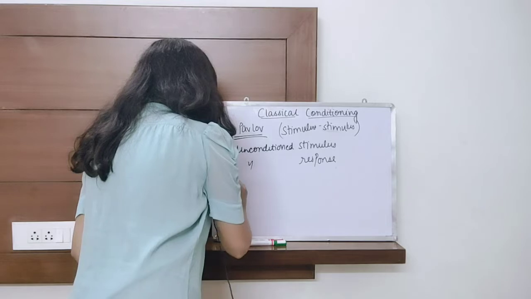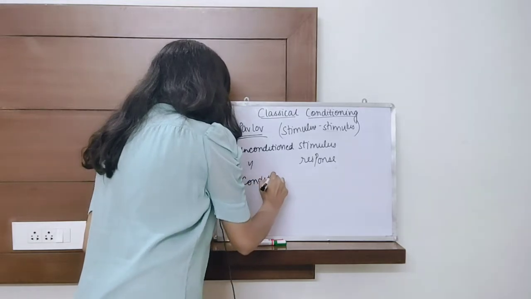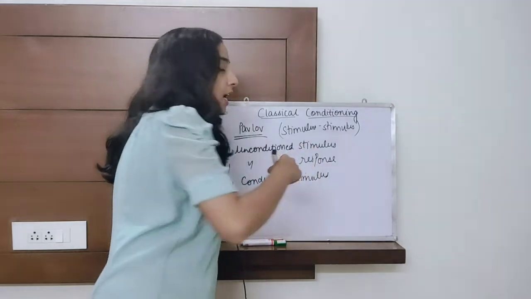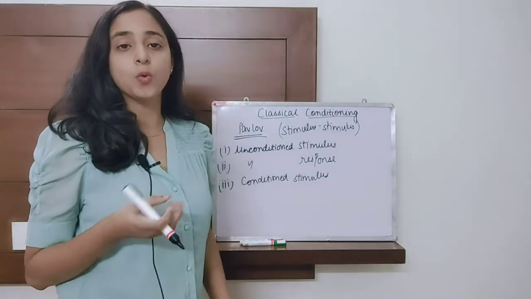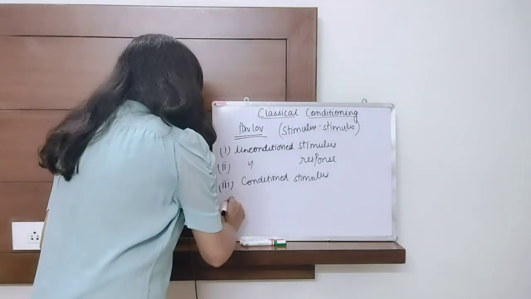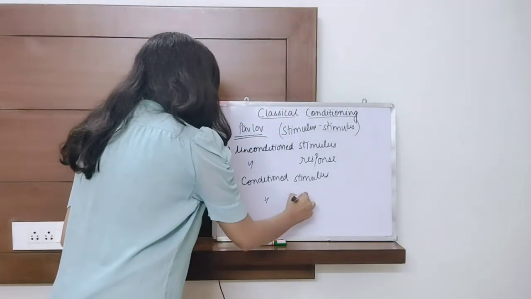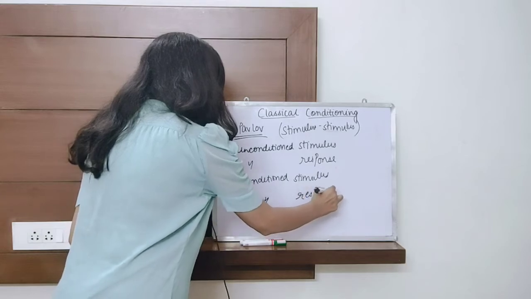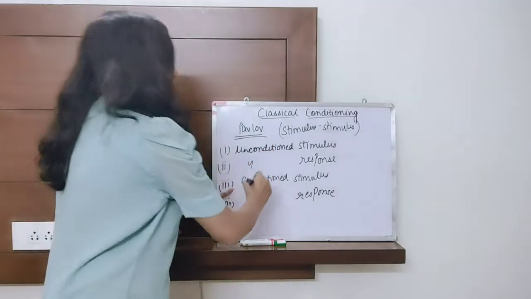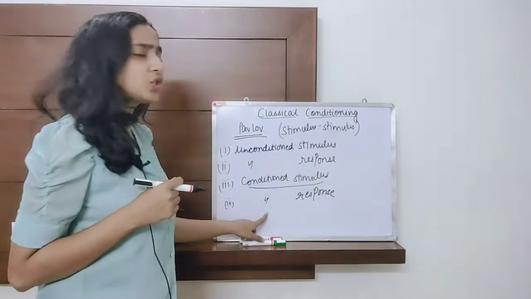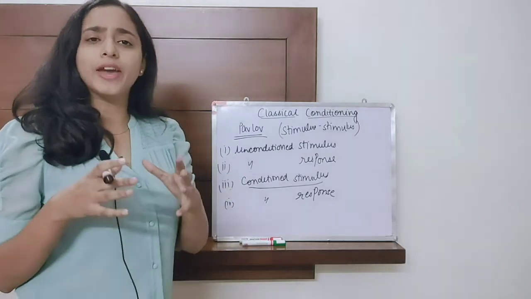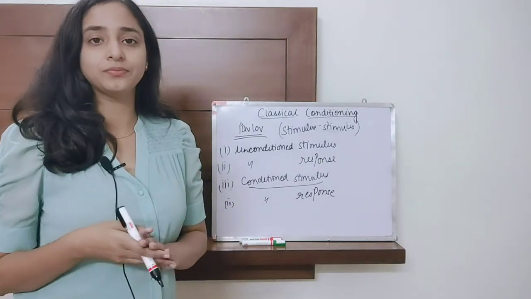Third is the conditioned stimulus. Conditioned stimulus is the one which will be later introduced by the experimenter. And the last is the conditioned response. Conditioned response is the one which will come in response to the conditioned stimulus. It is generally similar to the unconditioned response. There is only a very slight difference.